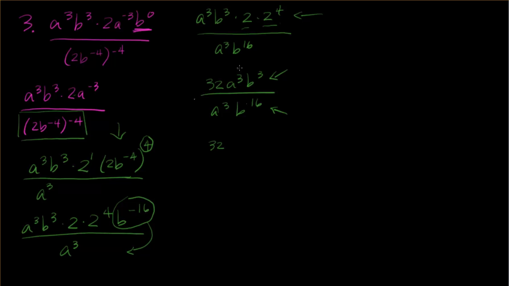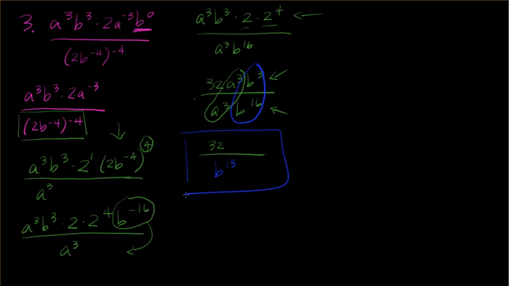I have an a to the third and an a to the third. 3 minus 3, that's 0. So a to the 0 is 1. And then I have a b to the third and a b to the 16. 3 minus 16 is negative 13, so that b to the 13 is going to stay down in the denominator. And guys, that's my final answer. Good job.